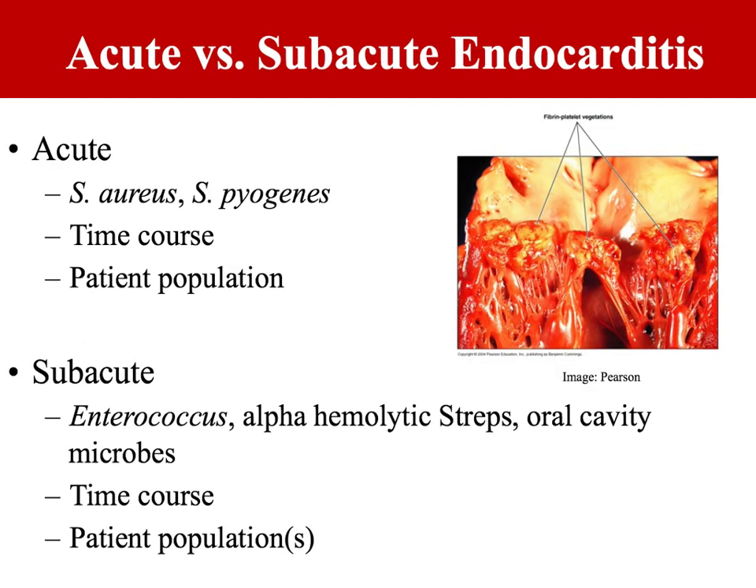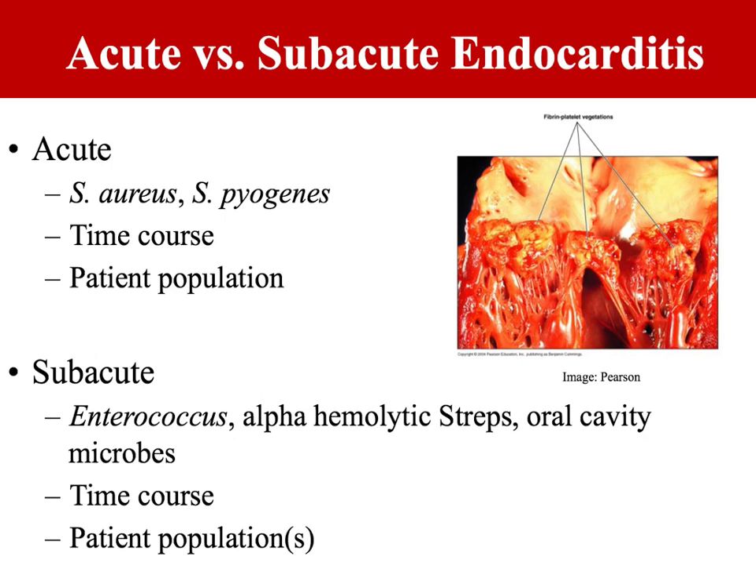Alrighty. To delve a little deeper into acute versus subacute endocarditis, as you might guess, these are associated with different organisms. Acute endocarditis is associated with some extraordinarily severe bacterial pathogens. The biggest offenders here are Staph aureus and Strep pyogenes.